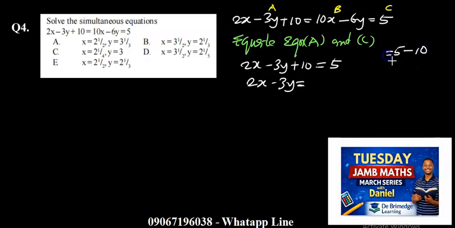So at the end of the day, we're going to get that this is going to give us minus 5. So what is going to be here now is just going to be minus 5. And this is our equation 1. Remember what I did? I took this one over here. It now becomes 5 minus 10, which is minus 5. So this is equation 1.